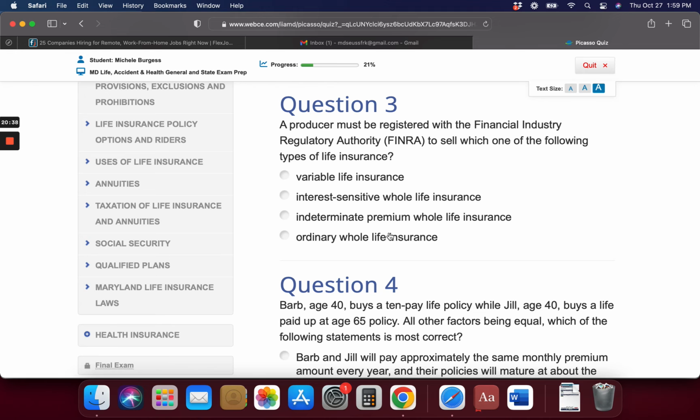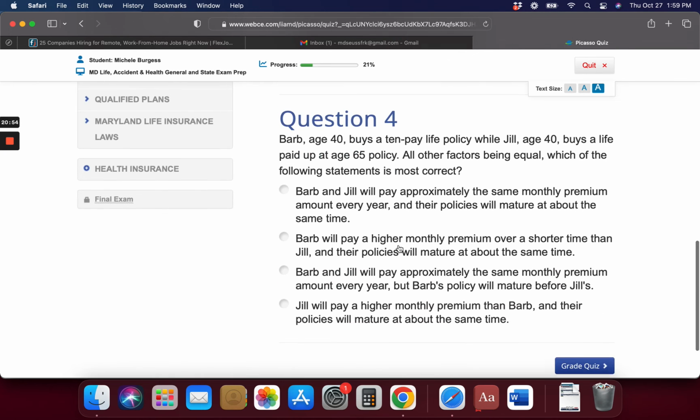A producer must be registered with the FINRA to sell which of the following? Variable life insurance, determinable premium whole life, ordinary whole life insurance, interest sensitive. I can't remember, but I'm going to go with ordinary.